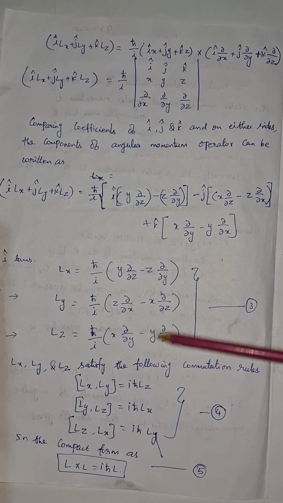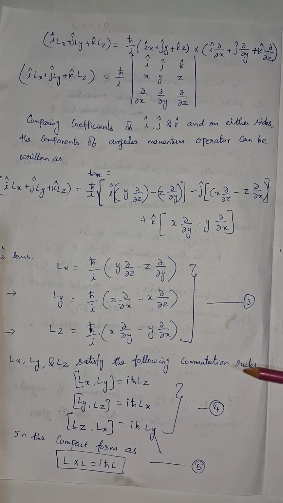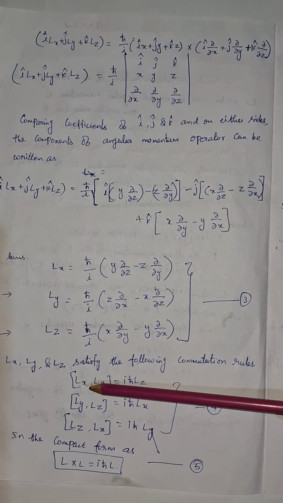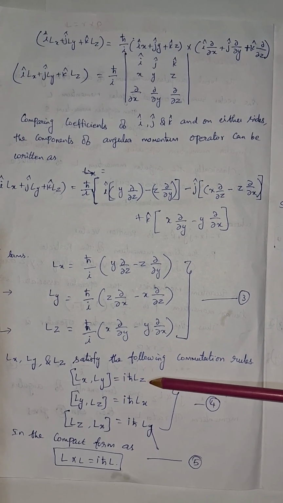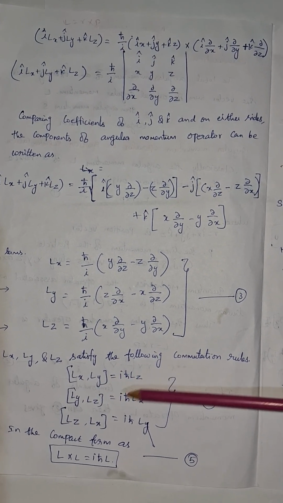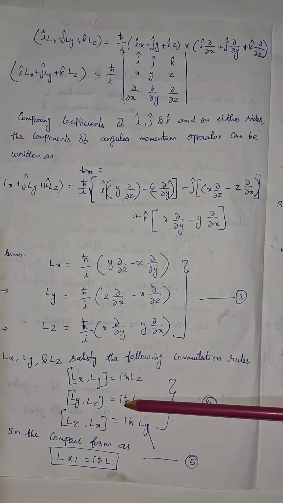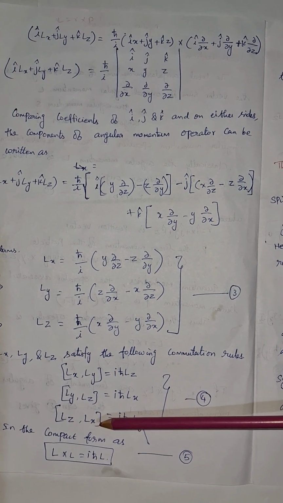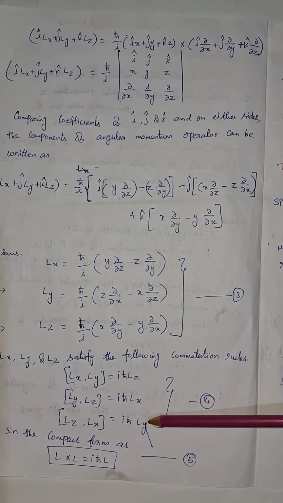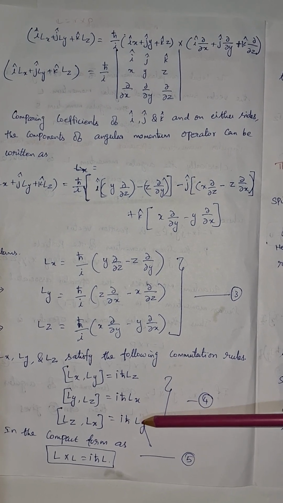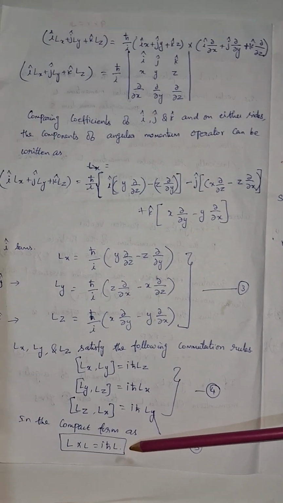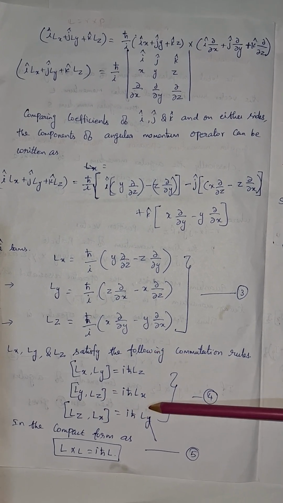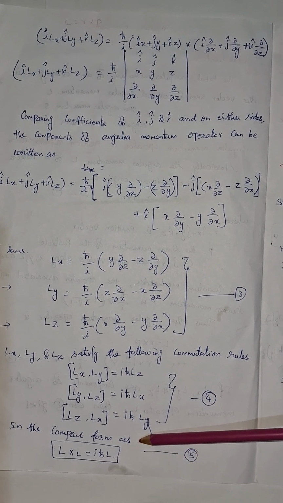So these are the Lx, Ly, Lz components, following the commutation. They satisfy the following commutation law. Lx, Ly equivalent to i h cross Lz. Ly, Lz can be written as i h cross Lx. Then Lz, Lx can be written as i h cross Ly. In the compact form, it can be written simply as L cross L equivalent to i h cross into L. So this is the angular momentum.